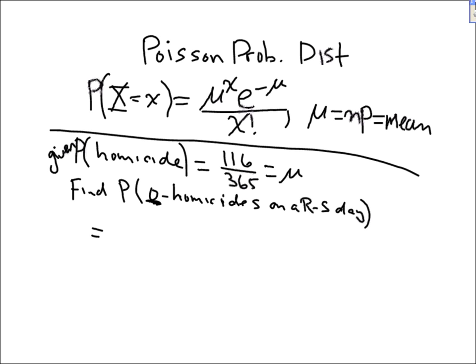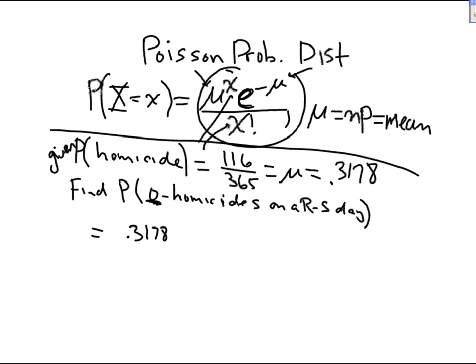And we use the formula here. We need to insert mu, and we need to insert x, and e is a special number, just like pi. Now it turns out that if you did the division here, mu is 0.3178. So you want 0 homicides: mu, 0.3178, to the x, which is 0, times e to the negative mu, which is 0.3178, divided by 0 factorial.